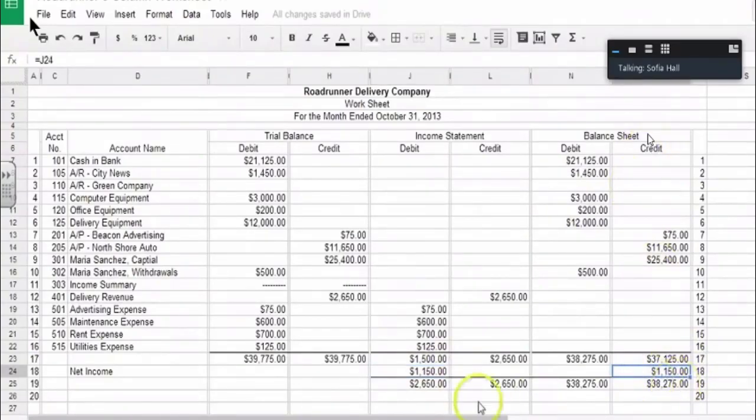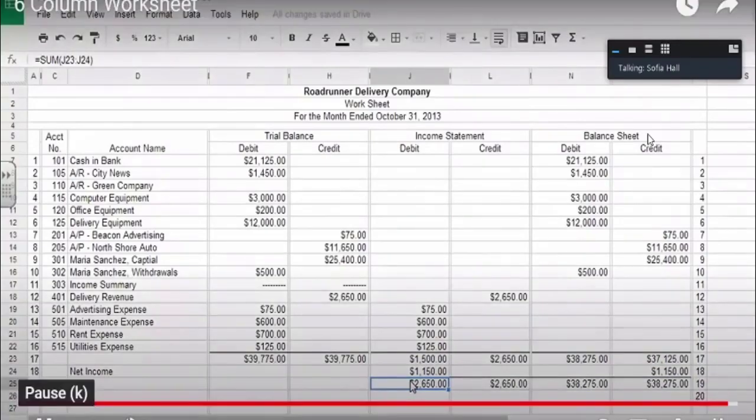Once we have our net income on our income statement and on our balance sheet, you'll notice that we balance out our two columns, our debit column and our credit column. So what I want you to do now is I want you to take the numbers that you have from your mini project.